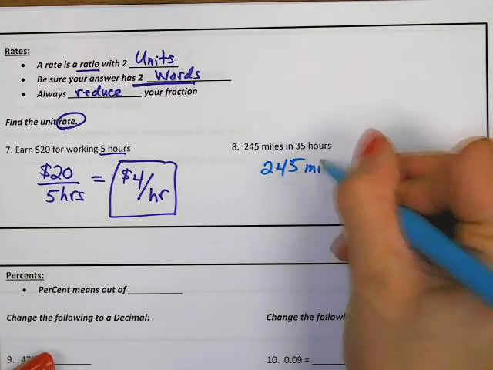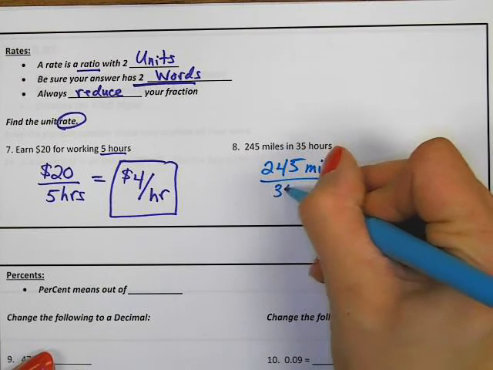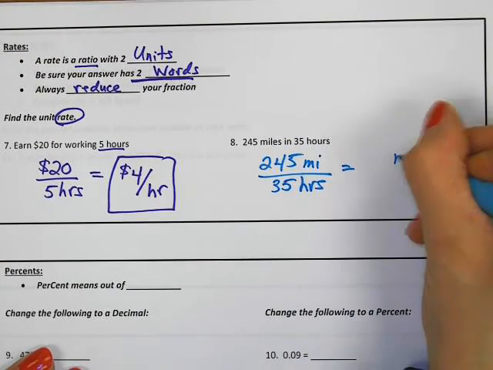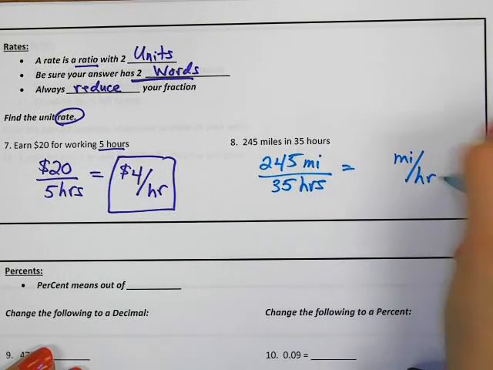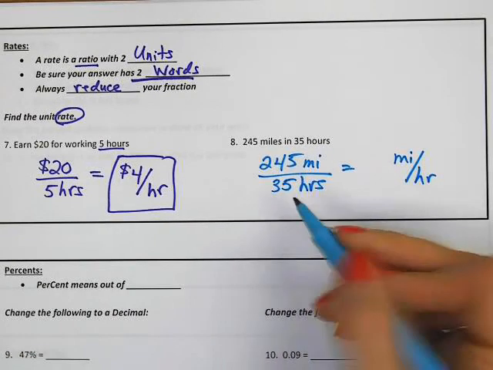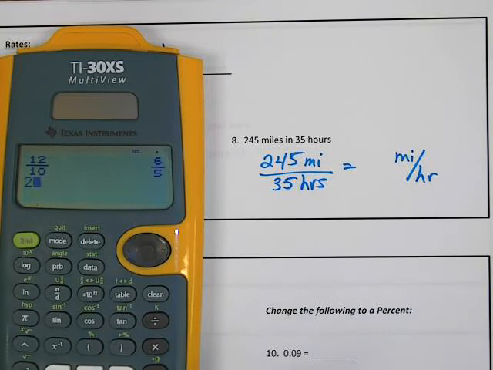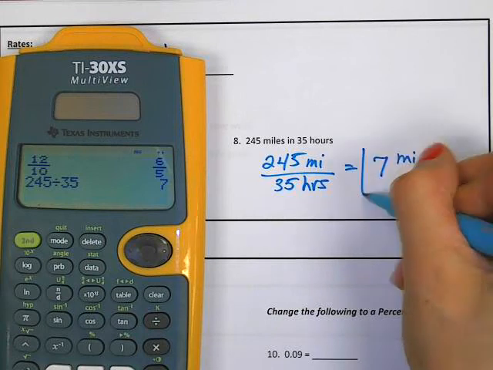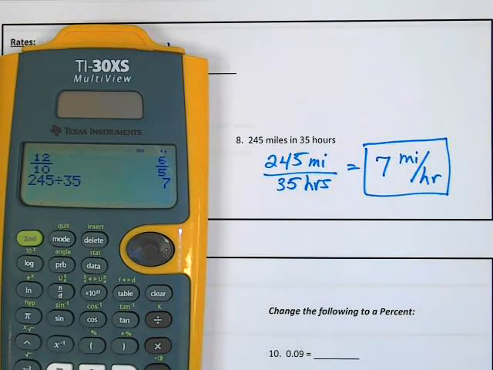245 miles in 35 hours. So the words in this case are miles per hour, and we have to divide. Okay, you have to divide or use your fraction button. In this case, it came out exactly to 7, so the answer is 7 miles per hour. Okay.